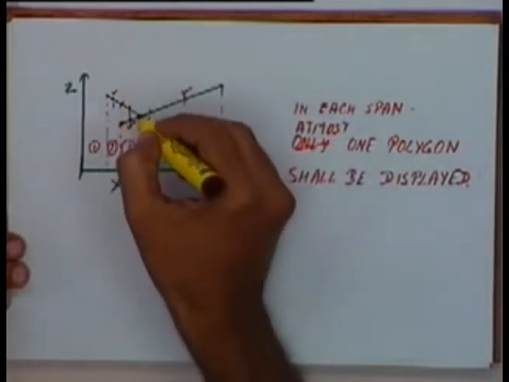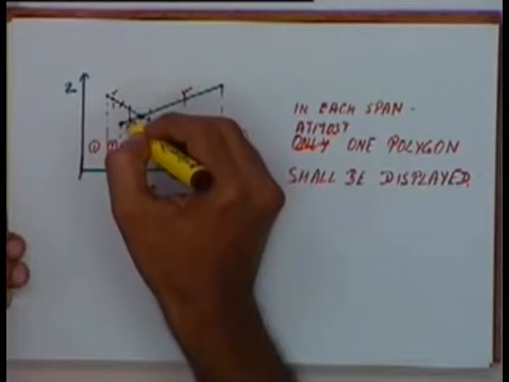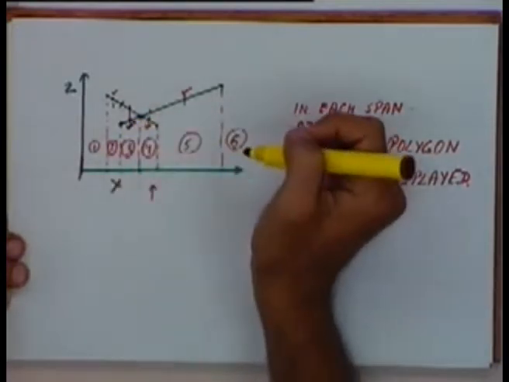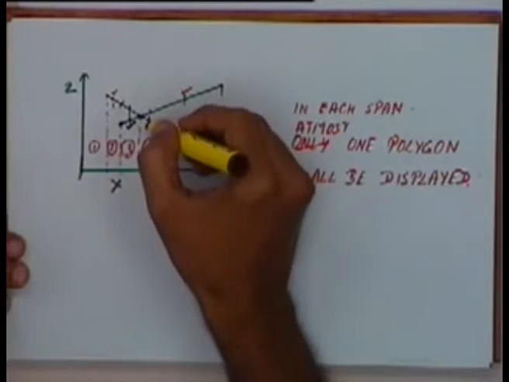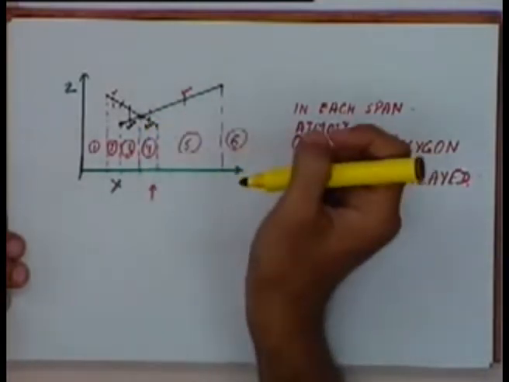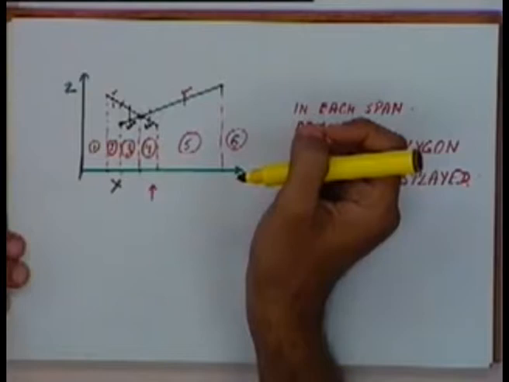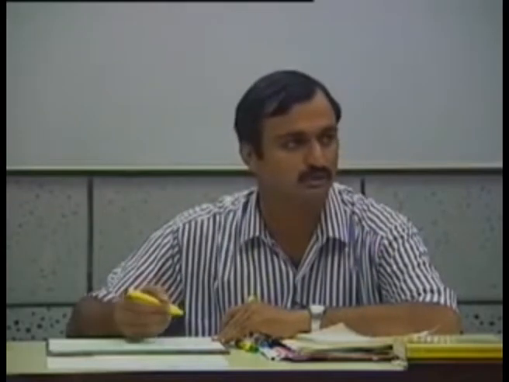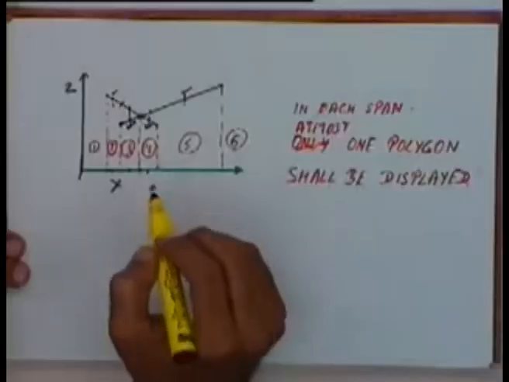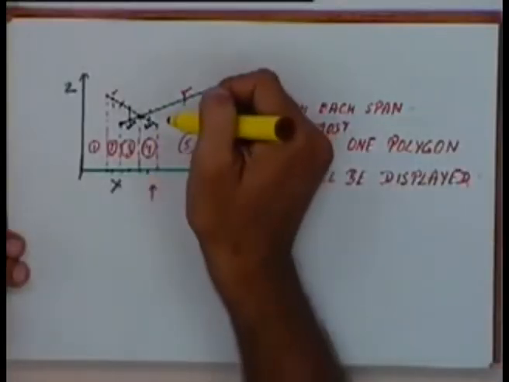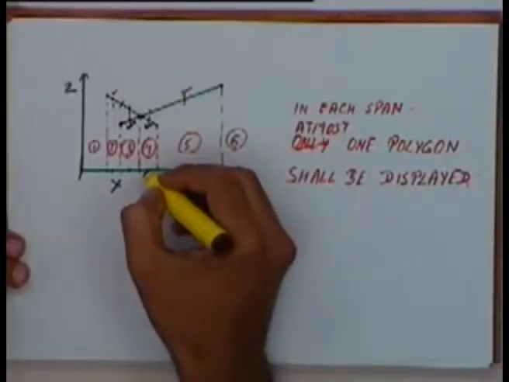If I am looking at span 3, at the midpoint I can easily decide this is the polygon to be displayed. In span 4 also, if I look at the midpoint, I can decide that this is the polygon to be displayed. So to decide which polygon is closer to the eye in a particular span, we look at the midpoints of the spans and compute the z value of the polygons at the midpoint.